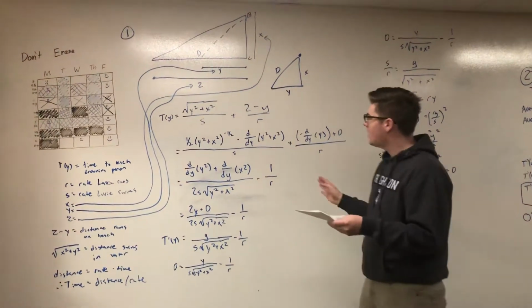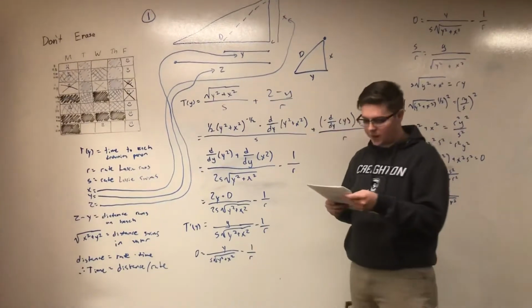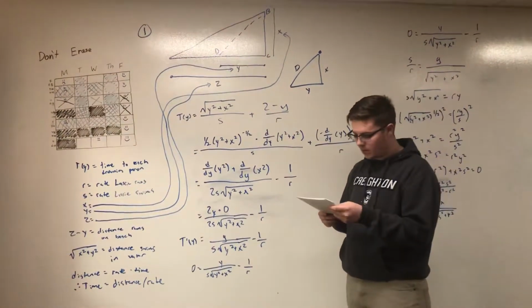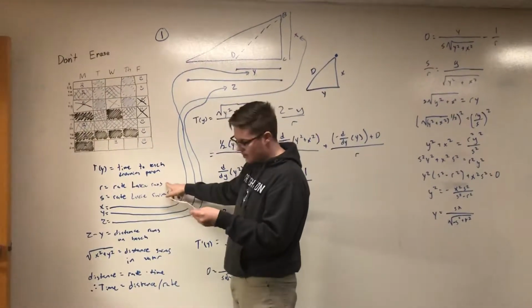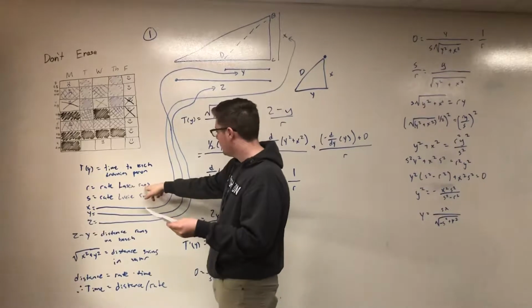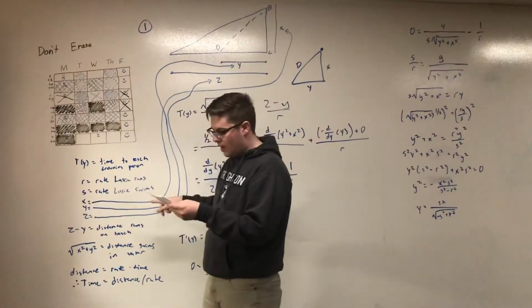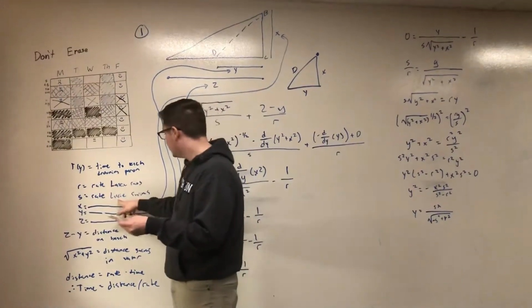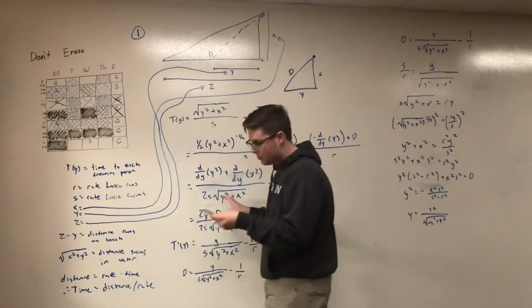So the first part asks us to make an equation. We're letting R represent the speed at which Lassie can run, which ends up being the rate Lassie runs when we derive it, and S represents the speed at which Lassie can swim, which ends up becoming the rate at which Lassie swims.